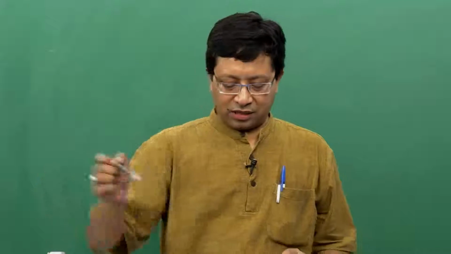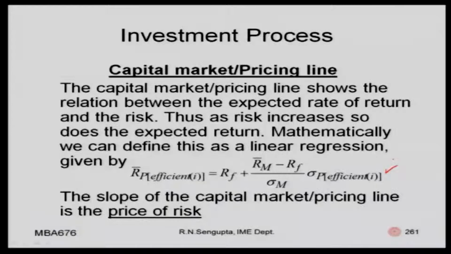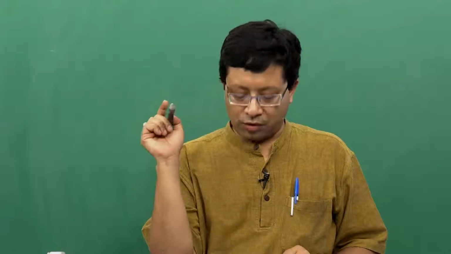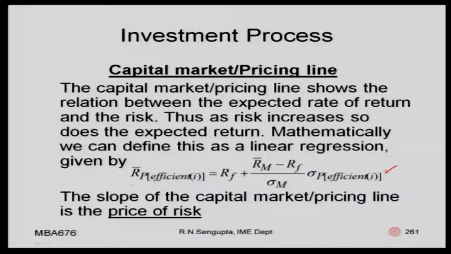Now, if you look at this equation, it is similar to the one in the single index model. In the single index model, what you have is Ri equals alpha i plus beta i Rm plus epsilon, and if you take the expected value, epsilon vanishes because the expected value of epsilon is 0. Similarly, the average return of the efficient portfolio or the efficient stock is equal to Ri.